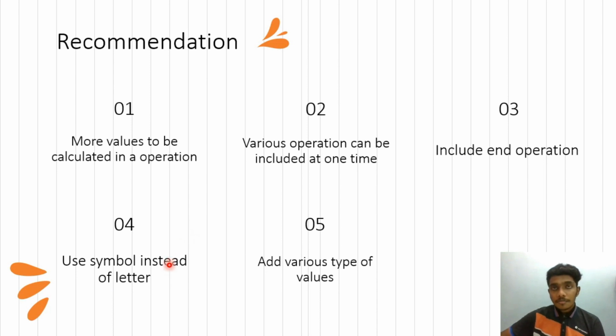Fourthly, use symbols instead of letters. For every operation like addition, subtraction, multiplication, and division, we use the first letter: A, S, M, D in capital letters. I think that instead of letters, we can just use symbols like plus, minus, times, so it's easier. And lastly, we can add various types of values, which means we can include fractions, percentages, decimals, and so on.